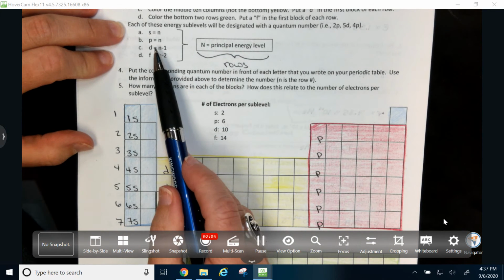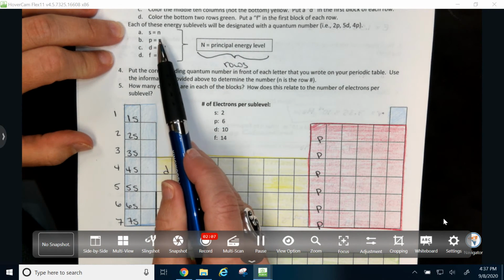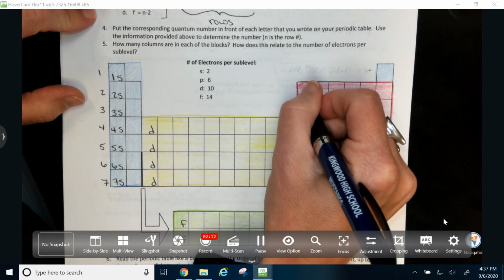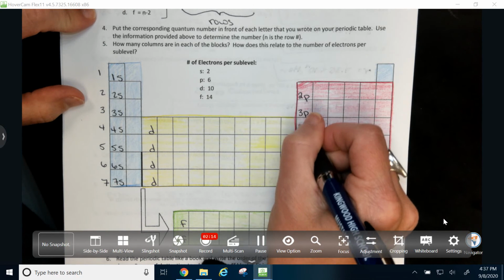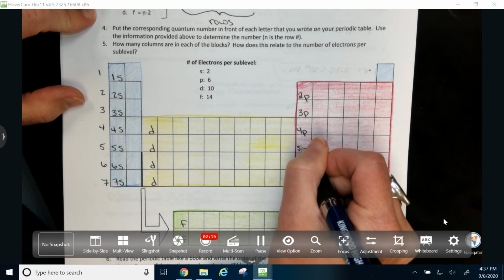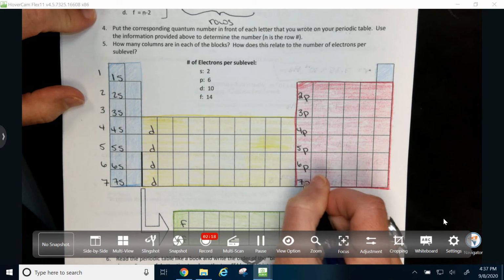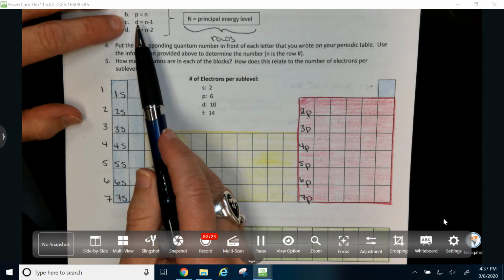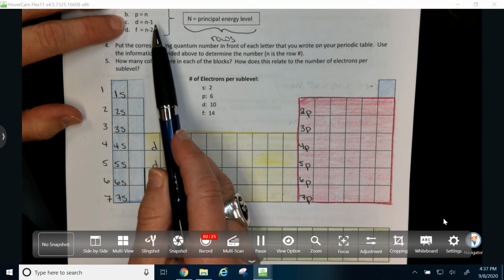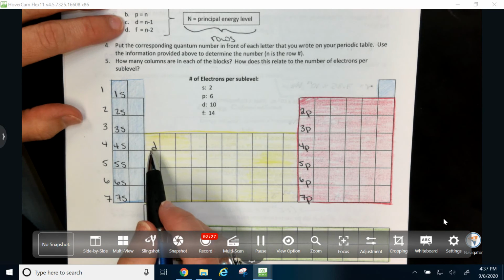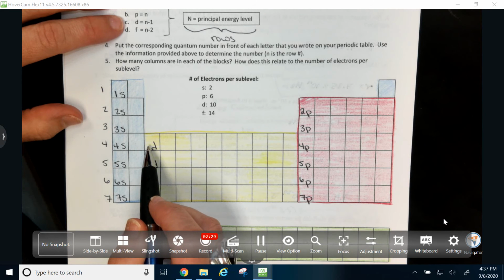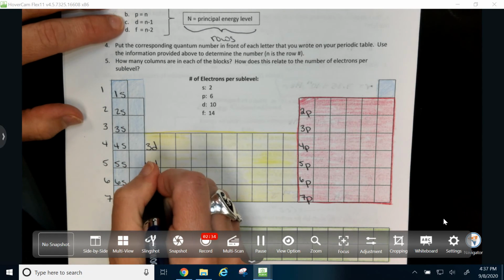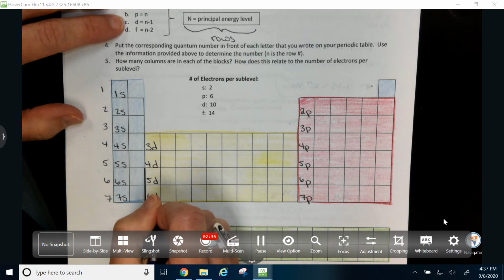And it says with the P that the number is the same as the N, same as the row. So with the P's, I'm going to make sure that's a 2 because that's in the second row, then 3, 4, 5, 6, 7. Then with the D, it says it's the row minus 1. So this is in the 4th row, but it's N minus 1, so I have to put a 3D, and then a 4D, 5D, 6D.